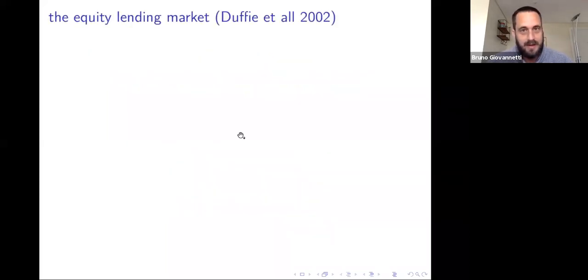And before going to the paper per se, let me briefly talk a little bit about the equity lending market. How does it work? And I'm going to follow the Duffie, Gârleanu, and Pedersen paper.